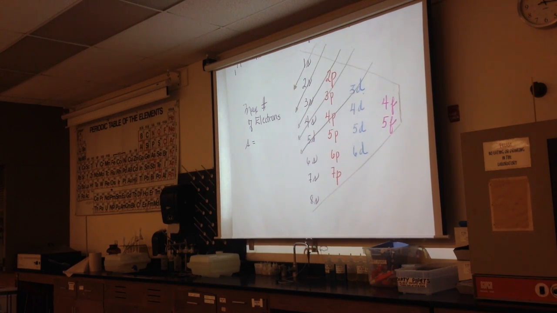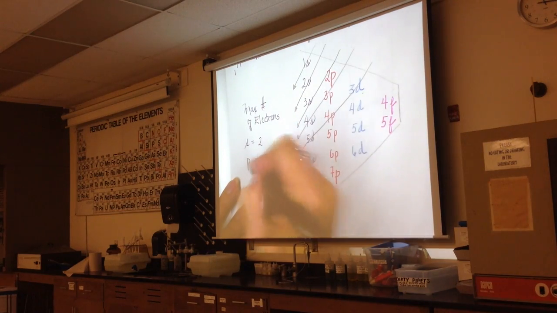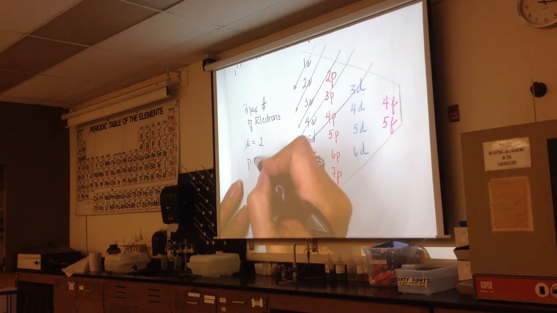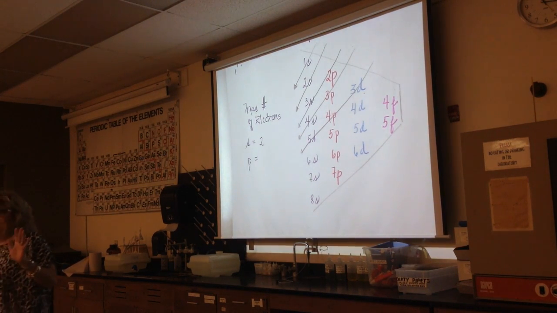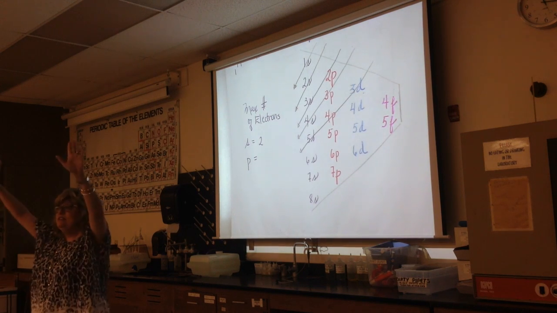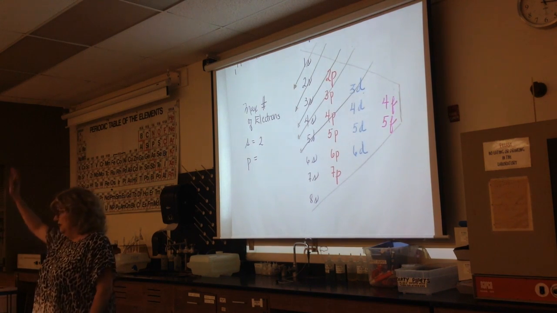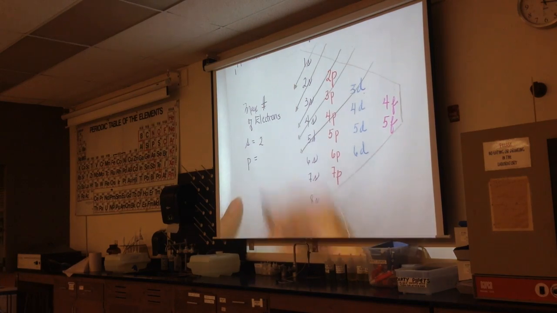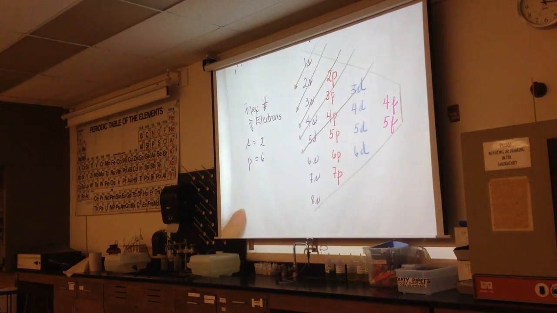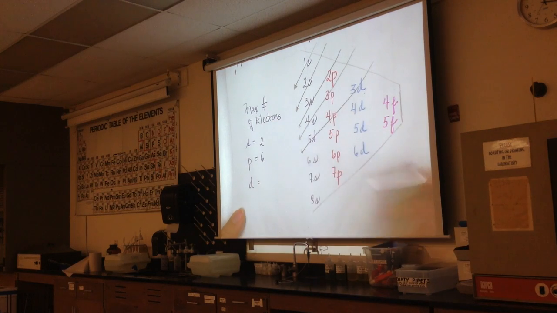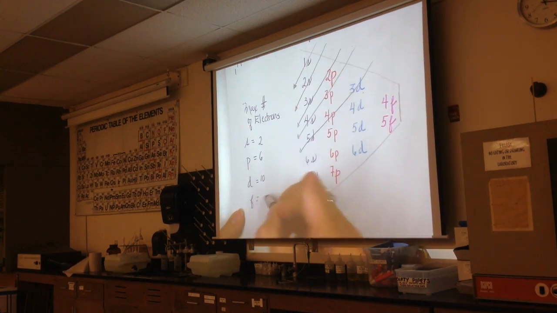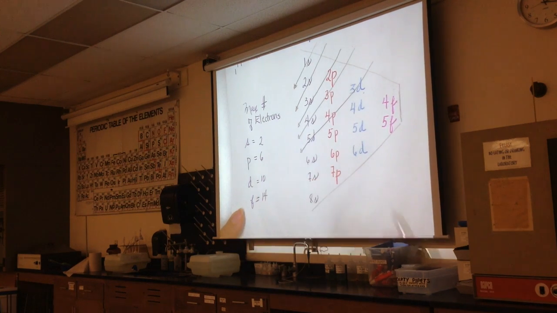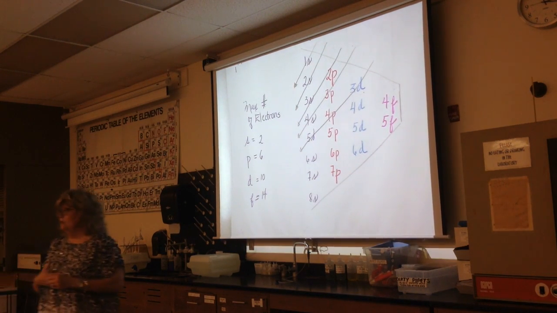S, 2. And in the P, how many maximum in the P sublevel? I hear 6 or 8. How many people say 6? Raise your hand. Okay, 6 is good. There are 6 maximum in the P. How many on the D sublevel? 10 in the D, and in the F? 14 on the F. Okay, so that's what we're having for those.